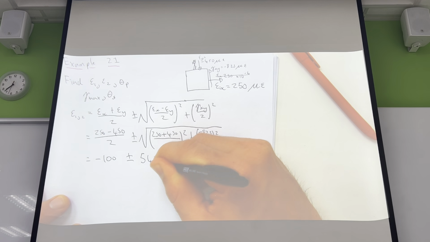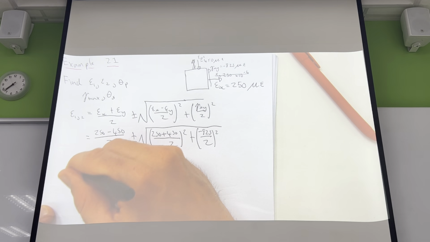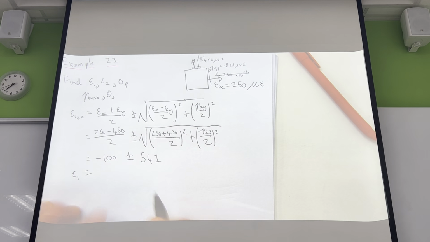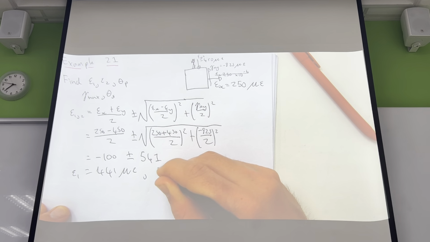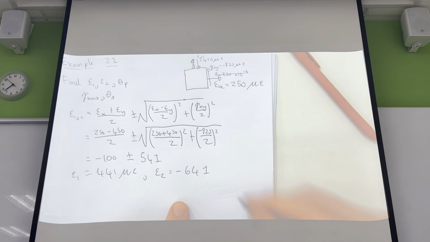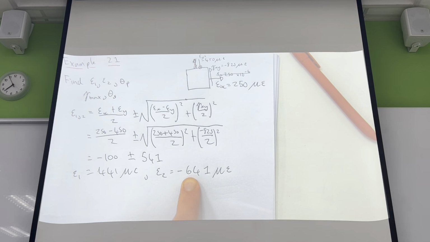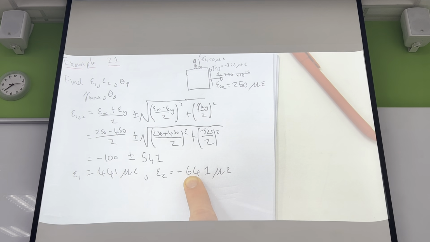Okay, so just remember as well that yes, we'll do it this first. Firstly, strain 1 is when we take a positive. So if we take a positive, we get 441 microstrain. When we take the negative, we get negative 641 microstrain. Now keep in mind this is of a larger magnitude than strain 1, but because this is the more negative term, it is strain 2. It is the minimum strain.